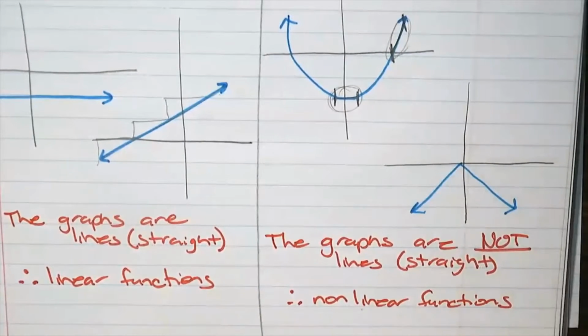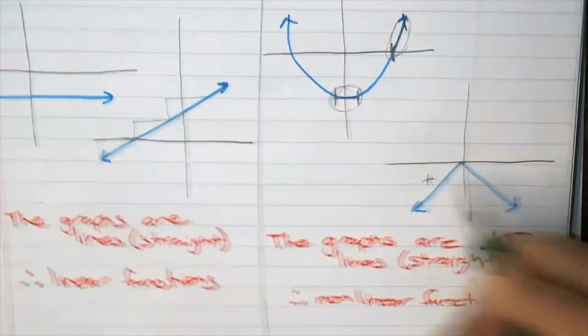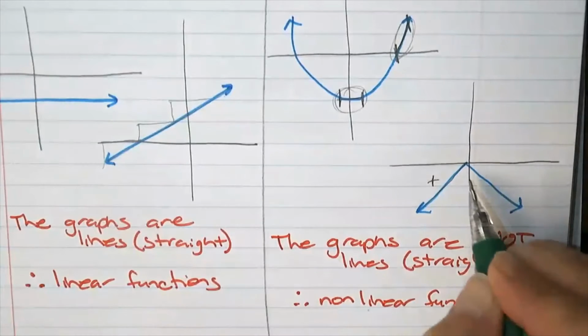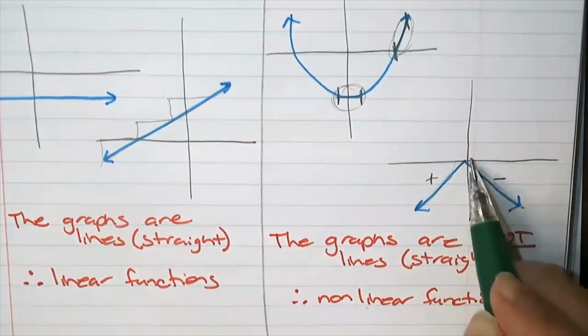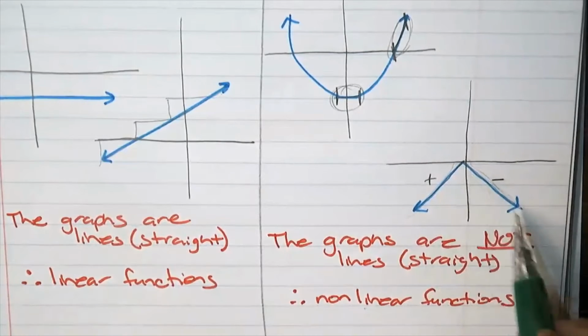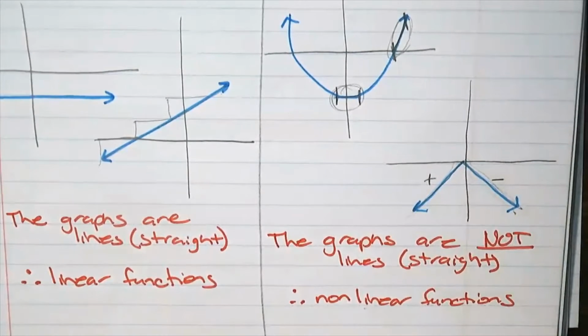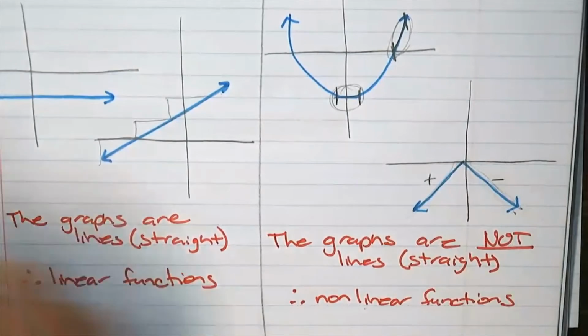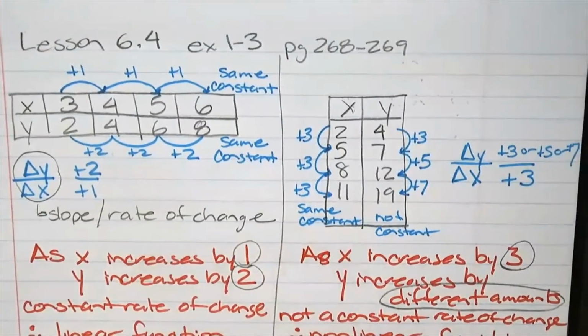Same thing here. The slope here is positive. The slope here is negative. My slope is not constant. This is not a line. It's not straight. So it's nonlinear. So we know what linear and nonlinear functions look like as tables.